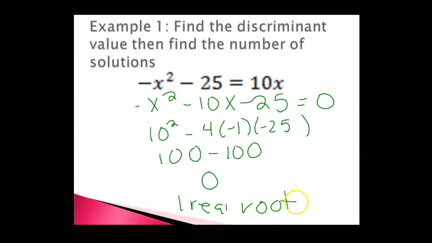And the reason for that is because if you were to plug 0 in here, you get the square root of 0, which is 0, and negative b plus 0 and negative b minus 0 are going to be the same number. So that's why if you get a discriminant of 0, it's only one real root.